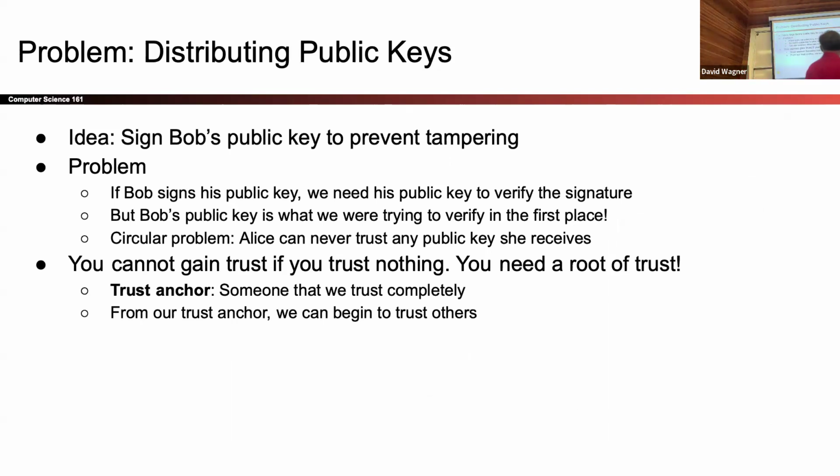But there's a problem. If it's Bob who's doing the signing, then for Alice to verify the signature, Alice needs to know Bob's public key. But that's just what she was trying to figure out in the first place. She doesn't know Bob's public key, so she's asking Bob what it is. She gets back some signed message from Bob. Now to verify that, she needs to know Bob's public key.